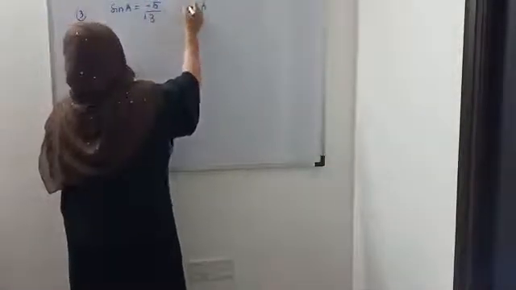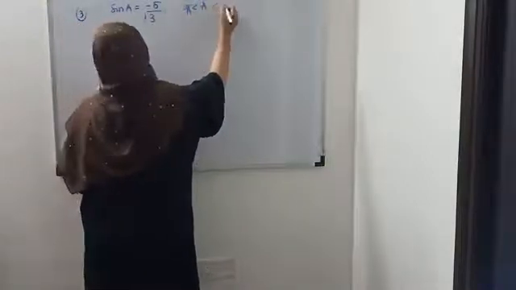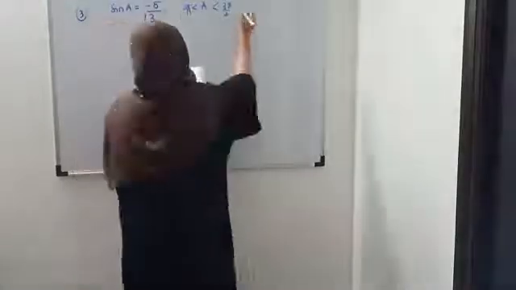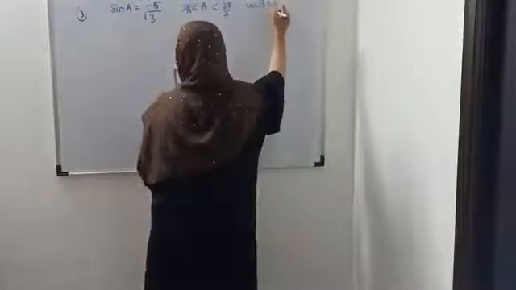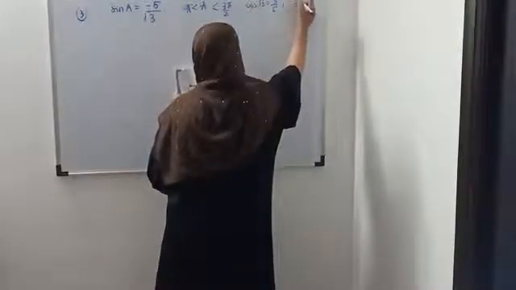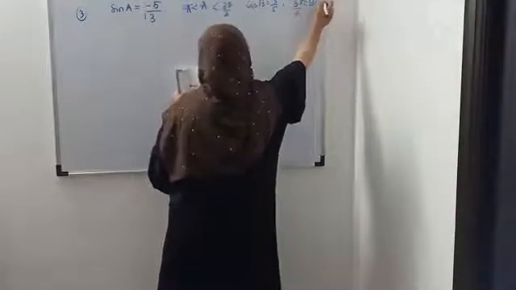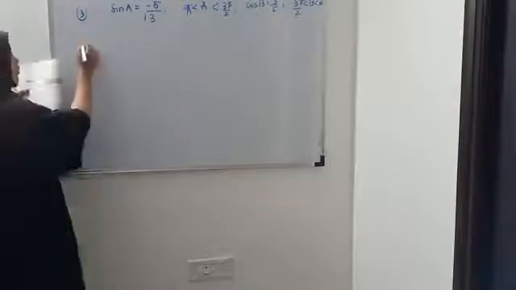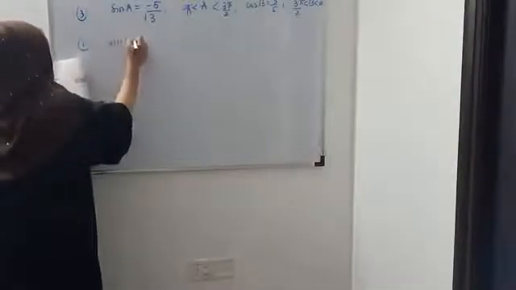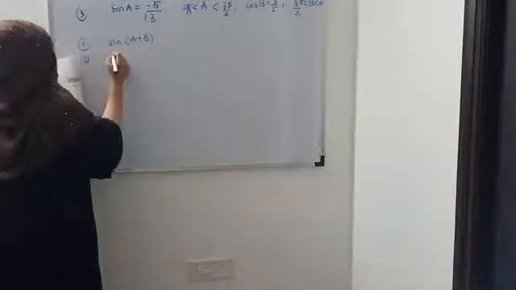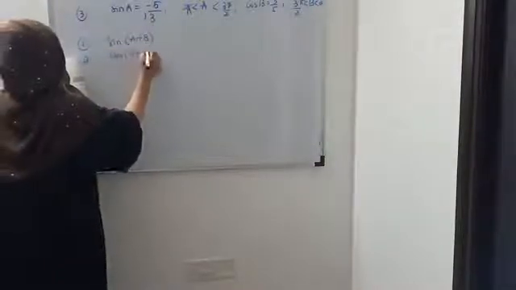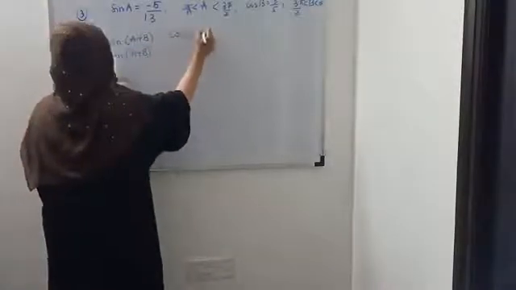Problem number 3, page number 40. If sin A is equal to -5 upon 13, where angle A lies between π and 3π/2, that means it is in the third quadrant, and cos B is equal to 3 upon 5, where B lies between 3π/2 and 2π, that means in the fourth quadrant, then you have to find first sin(A + B), second tan(A + B), third cos(A - B).